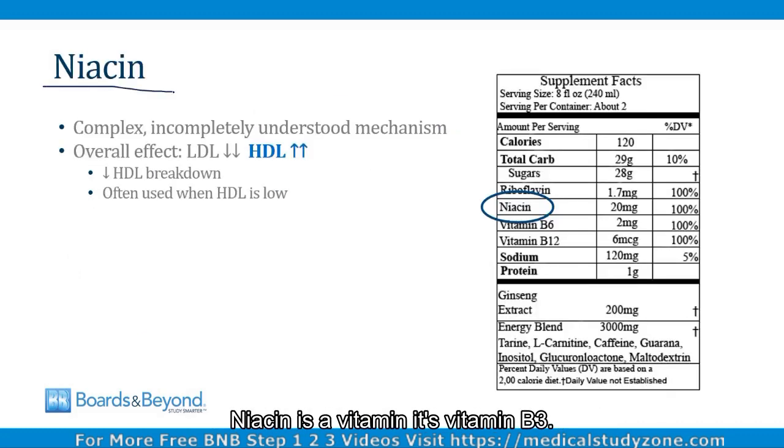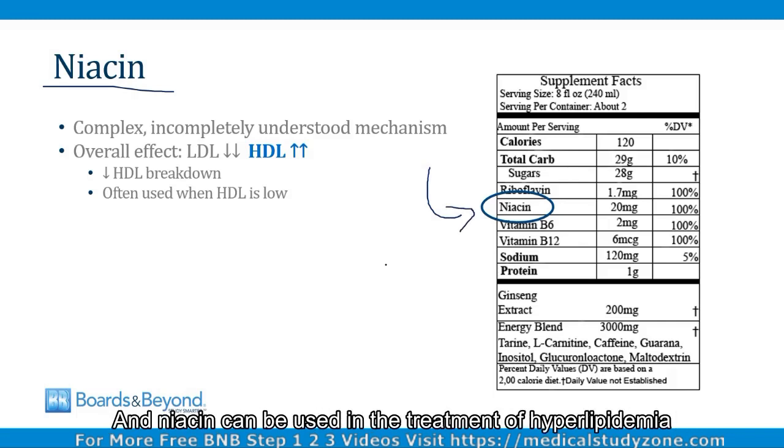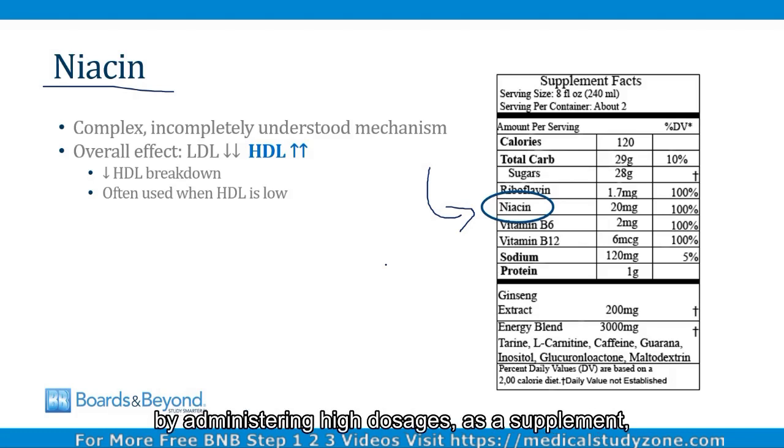Niacin is a vitamin. It's vitamin B3. It's found in many foods. If you look at the labels of foods, you will often find niacin listed, like shown on the screen here. And niacin can be used in the treatment of hyperlipidemia by administering high dosages as a supplement.